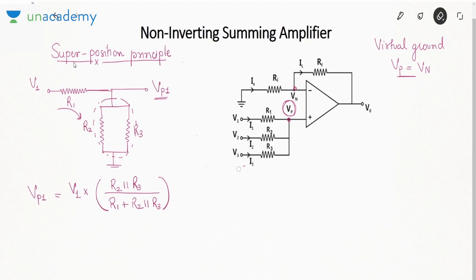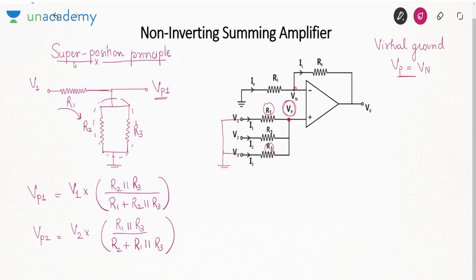Similarly, when you consider V2, you will ground V1 and V3. In that case, R1 and R3 will come in parallel. So VP2 is V2 into R1 parallel R3 by R2 plus R1 parallel R3. Similarly, when you talk about V3, you will ground V1 and V2. So VP3 will be V3 into R1 parallel R2 by R3 plus R1 parallel R2.